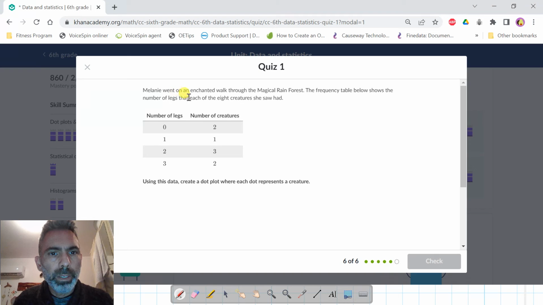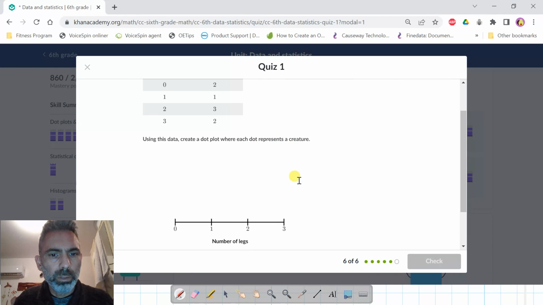Melanie went on an enchanted walk through the magical rainforest. The frequency table below shows the number of legs that each of the 8 creatures she saw had. Number of legs, 0. Number of creatures, 2. So she saw 2 creatures with 0 legs, 1 creature with 1 leg, 3 creatures with 2 legs and 2 creatures with 3 legs. Using these data, create a dot plot where each dot represents a creature.